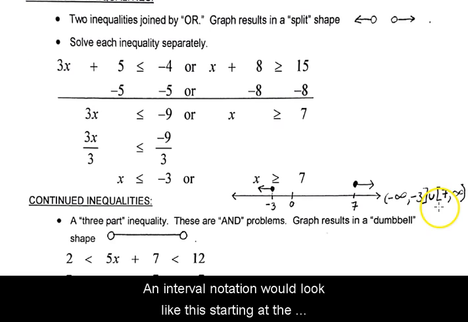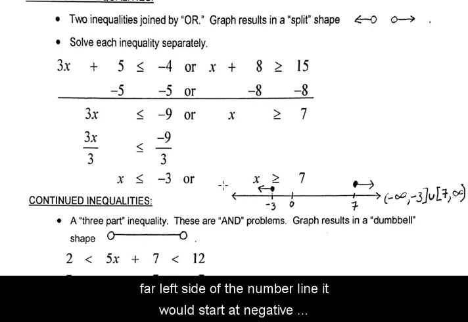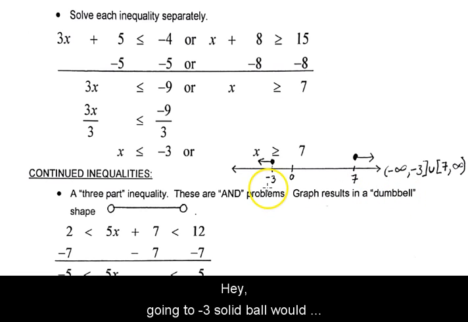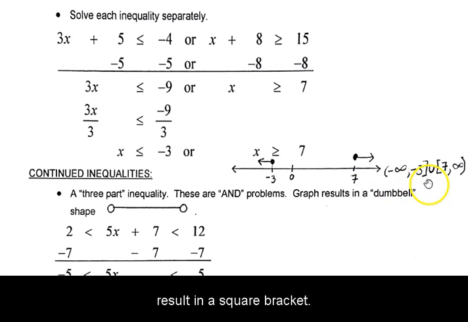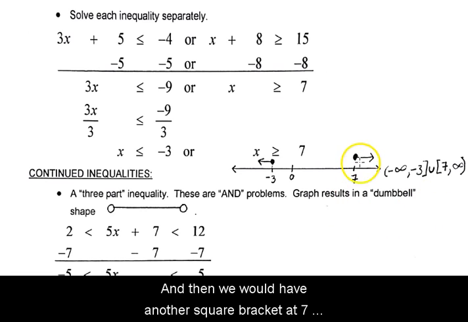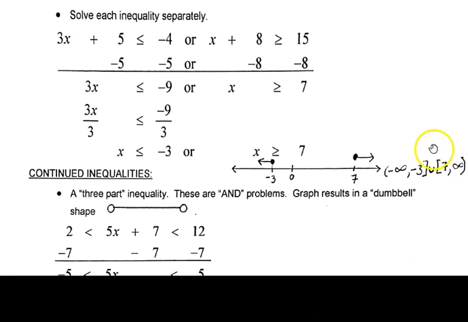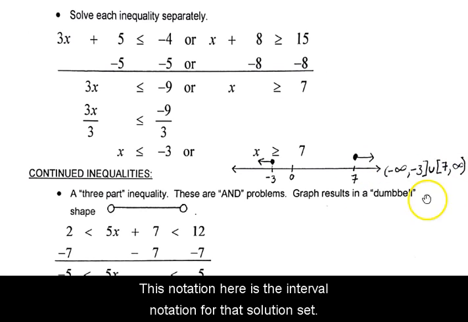In interval notation, it would look like this. Starting at the far left side of the number line, it would start at -infinity, which you see here with the round bracket, comma, going to -3. A solid ball would result in a square bracket. This is the union symbol, which means OR, and then we would have another square bracket at 7, picking up and moving off to the far right of infinity with a round bracket. This notation here is the interval notation for that solution set.